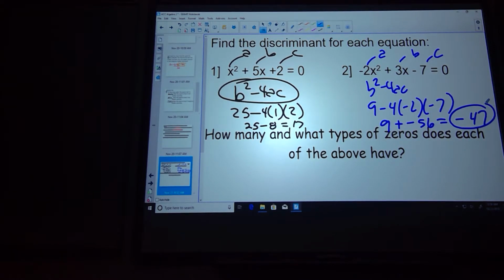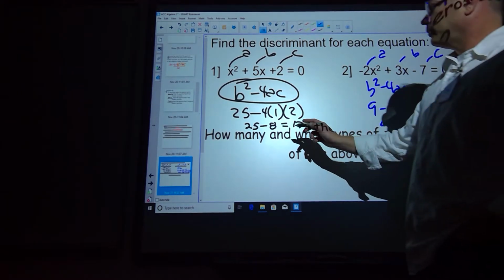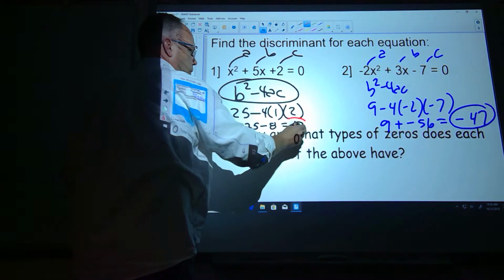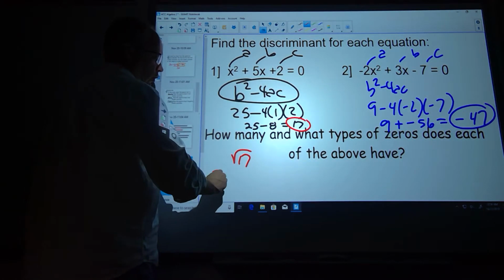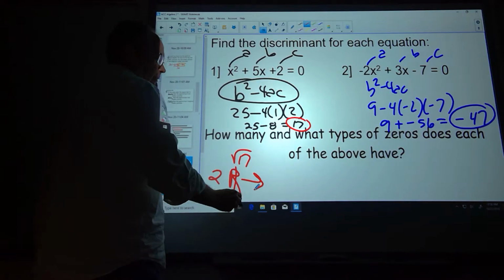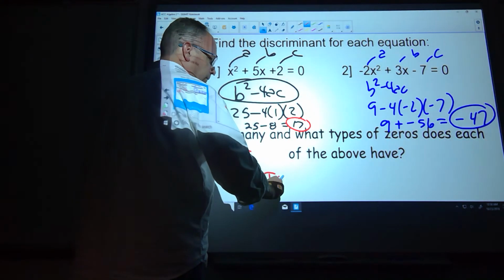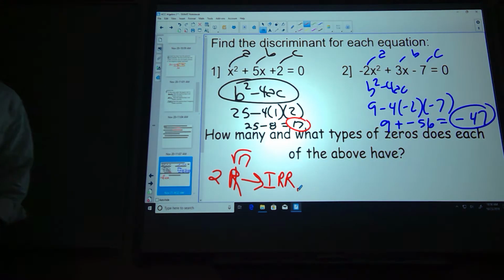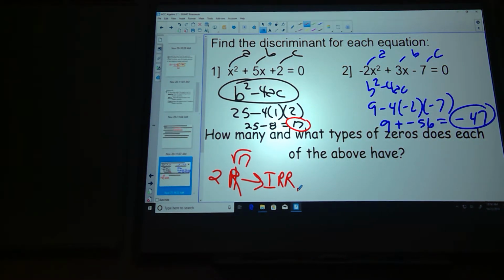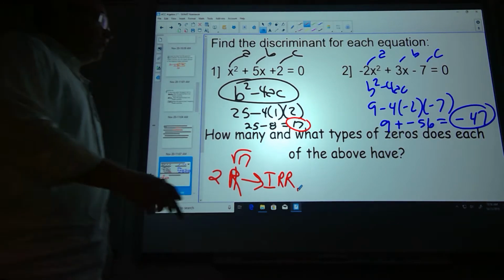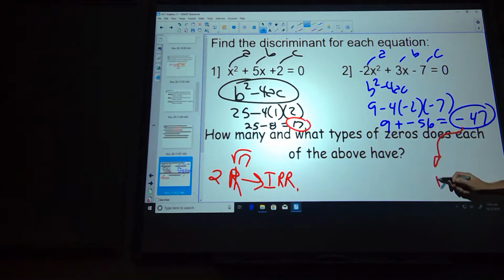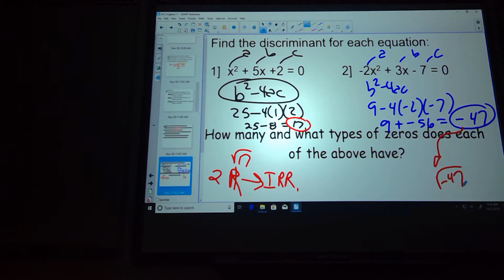So how many and what types of zeros did each of the above have? Well, this one would have given me root 17. So those are two real, and they happen to be irrational, because you can't find the square root of 17 exactly. It's 4 point something, goes on forever. Okay? This one, if I had the square root of negative 47, because I have a negative underneath the radical, I have two complex, a c with a slash through it, which are imaginary. It means you're going to have i as part of your answer.